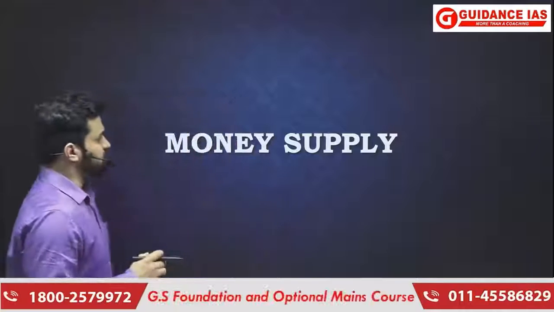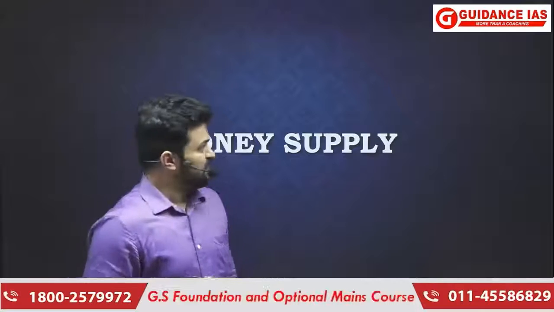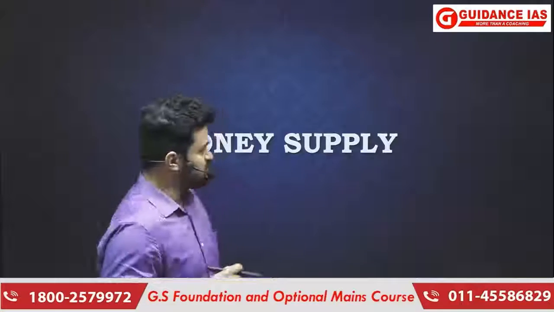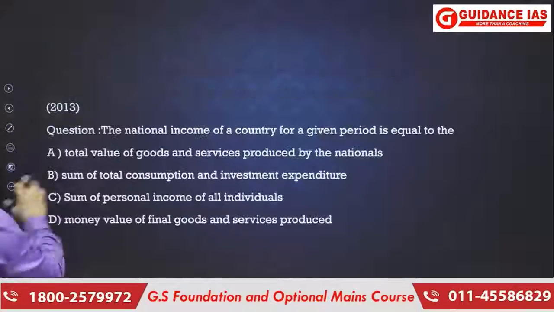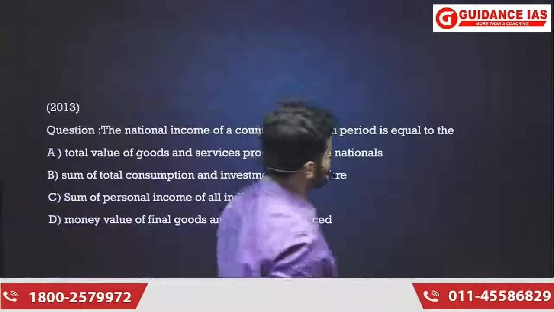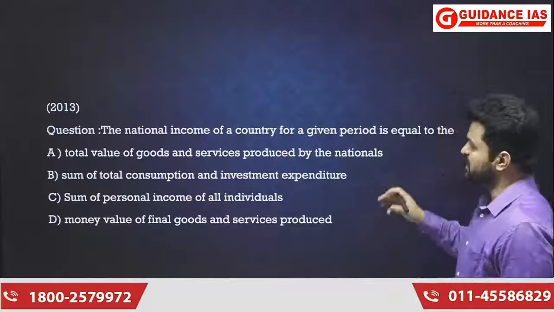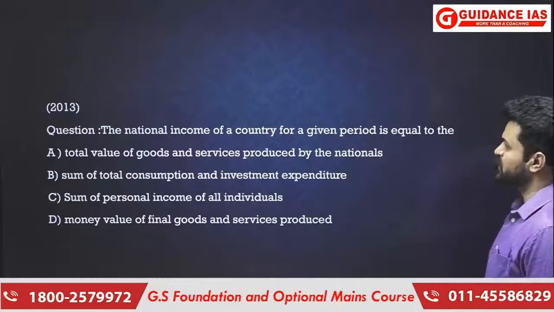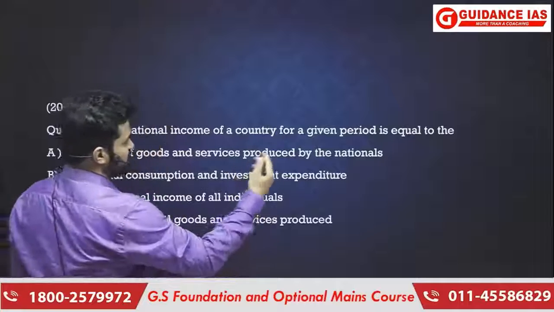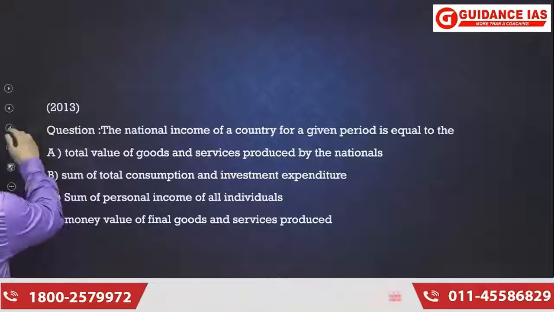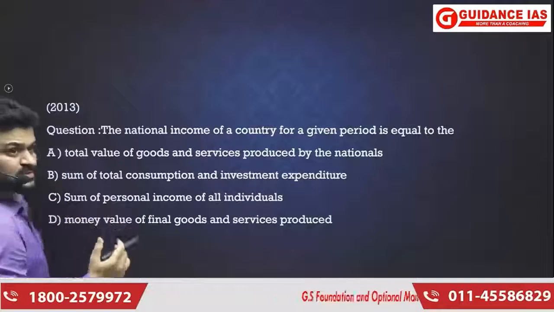Because we have studied national income and the related aggregates, we can go on attempting the questions on those topics. So this is the first question. This has been one of the controversial questions because of the language in the alternatives, but still we are going to attempt it. National income of a country for a given period is equal to, let us see this question, let us attempt it.